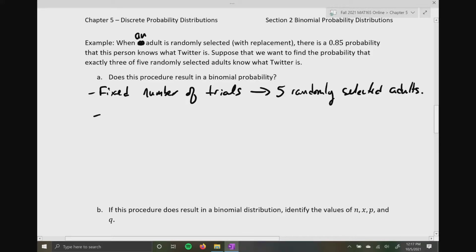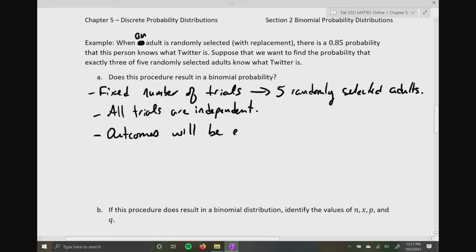Second, all the trials are independent. Now, how do we know this? Well, you are randomly selecting adults, and you're asking them one question. Do you know what Twitter is? The answer of one adult will not influence the answer of another adult. And if you think about it, the way that you're asking the question, do you know what Twitter is? The outcomes will be either yes, they know Twitter, or no, they do not know Twitter.